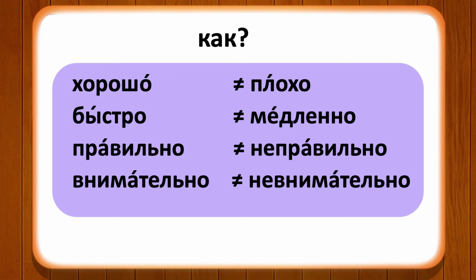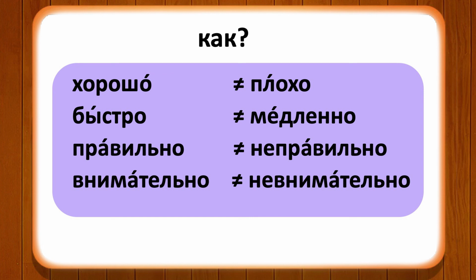The next adverb is правильно. Правильно is correctly. The opposite of правильно would be неправильно. It means incorrectly. The next adverb is внимательно. It means attentively. The opposite of this would be невнимательно. It means inattentively. I will repeat these adverbs. They answer the question как, which means how.